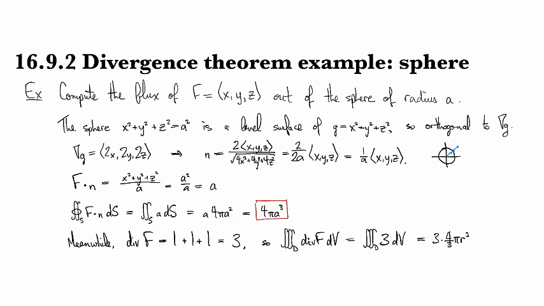Oops, that's radius a, not r. And so again, we get 4 pi a cubed.